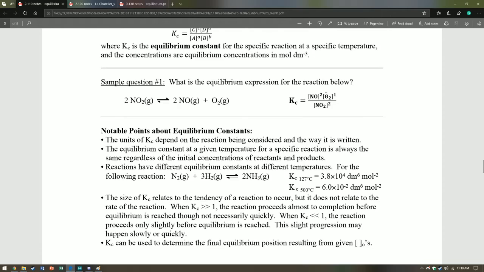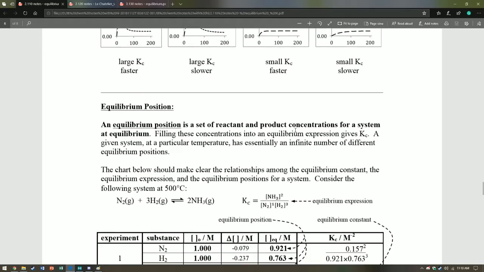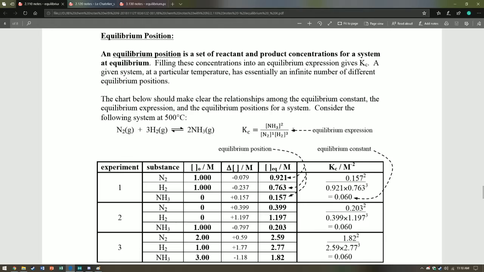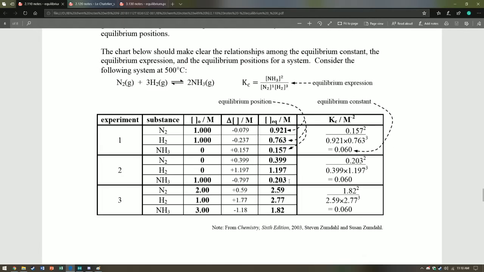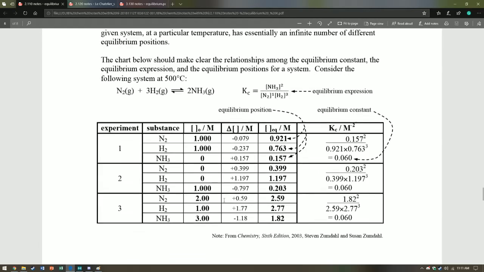And you can see this here, that if you increase this numerator here, you get a larger number, whereas if you divide by a bigger number here, which indicates the reactants, you get a smaller number here. That's sort of how that works. It's just math. Lastly, an equilibrium position is a set of concentrations for a system at equilibrium. It's just one set of numbers that just happens to give you the equilibrium constant. So say, for example, these numbers here get you to the equilibrium constant, as do these numbers, as do these numbers.